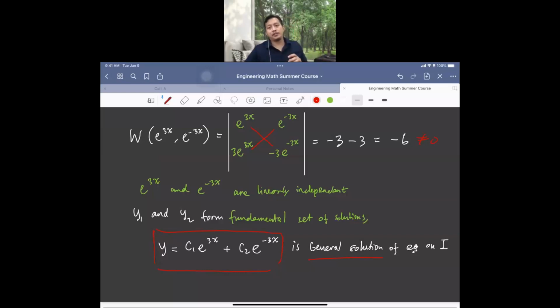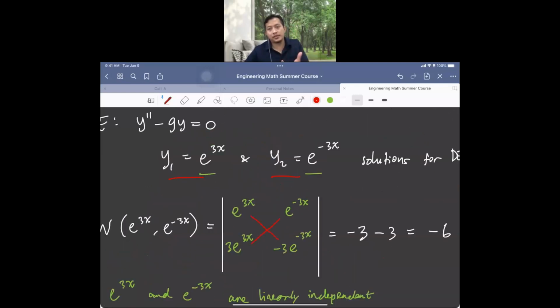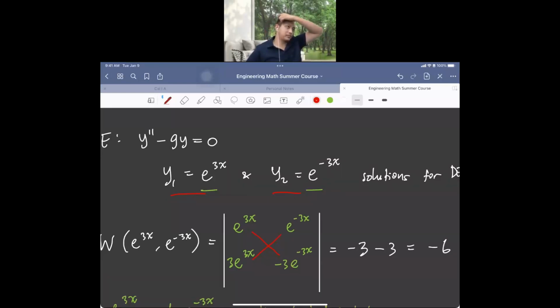And the Wronskian can be as many as the order is. For example, this is 2 by 2, right? Because we have only two solutions. If you have three solutions, like in the third order, then we need to have 3 by 3, 3 columns, 3 rows.